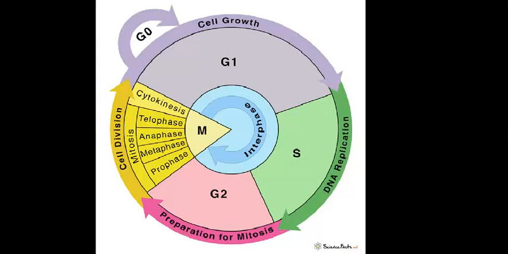Interphase is the longest phase of the cell cycle, during which the cell grows, replicates its DNA, and prepares for cell division. We can put it differently by saying interphase is simply the longest phase of the cell cycle while the cell prepares for its division. From our diagram, here, this is our interphase.